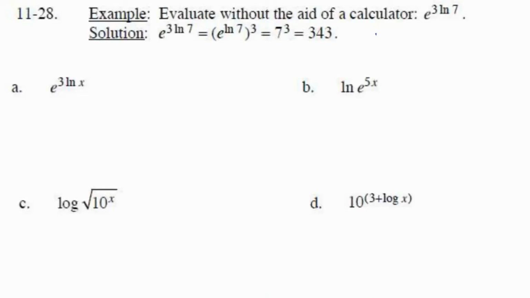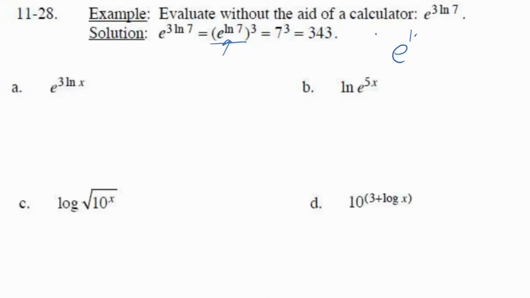28's a good Algebra 2 review problem. Always good to look at log problems. In their little example hint here, they've got e to the 3 natural log 7. And they take this 3 and put it outside, and they kind of skip this step of e to the natural log 7. So one thing I want to look at is what they're kind of skipping over right here.